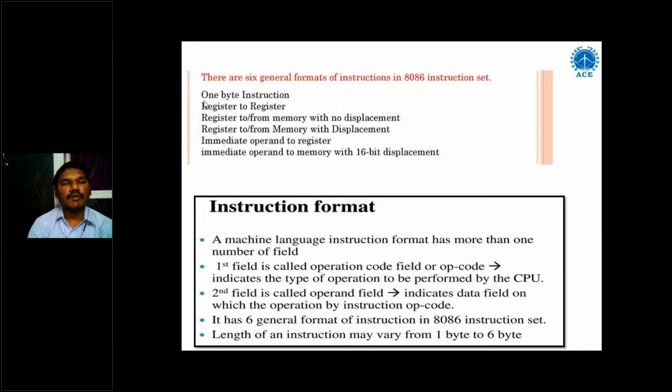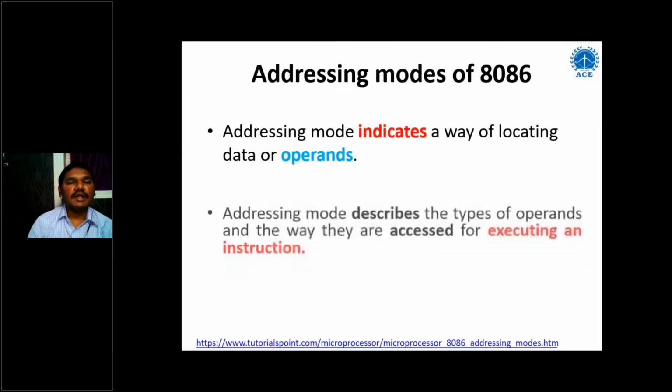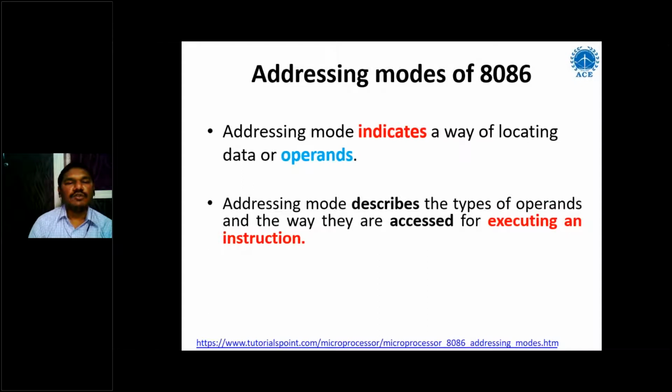Here we have the 1 byte instruction, register to register, register to memory or memory to register, with displacement and without displacement, as we have seen. This way of writing the program is called the addressing mode. One instruction may have two fields: one is called the opcode field, and another is called the operand field. So the way of locating these operands is called addressing modes.